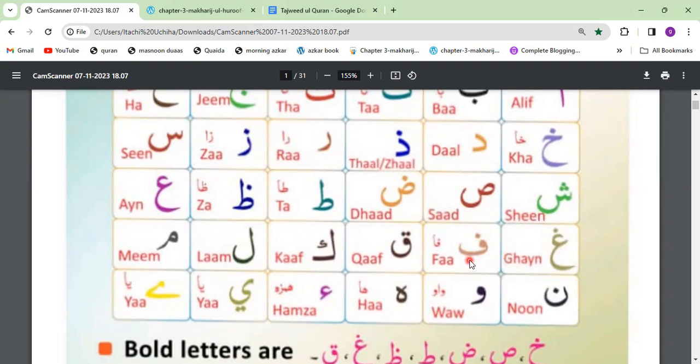Then we have to pronounce fa by connecting the tip of our front two teeth with the inner wetter part of our lips. The thaniyya ulya with the shafatan, right? The tip of the front two teeth with the inner wetter part of our lower lip. Fa. Then we have qaf, making the Q sound.